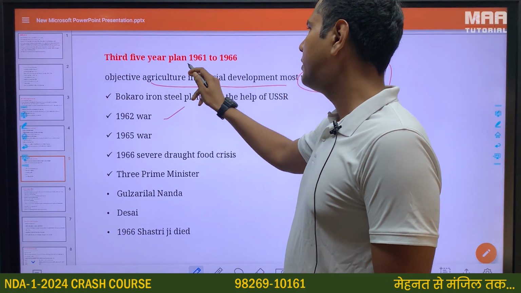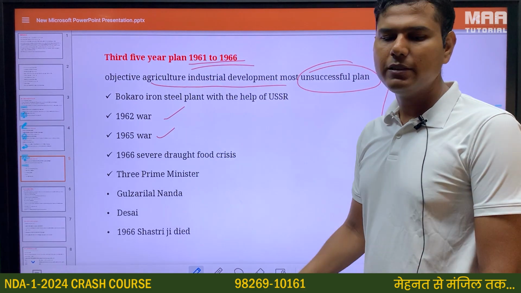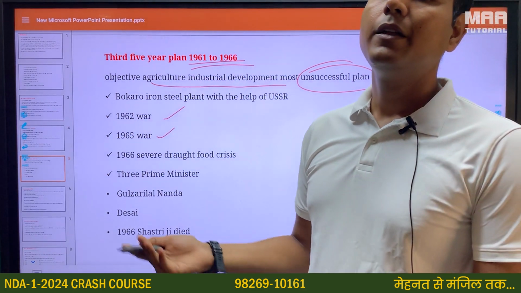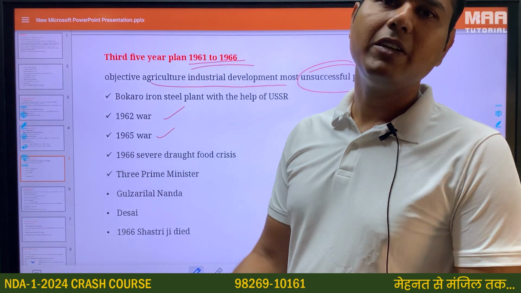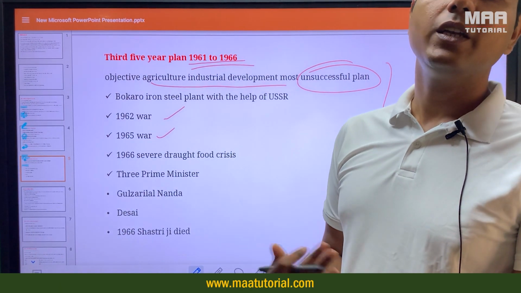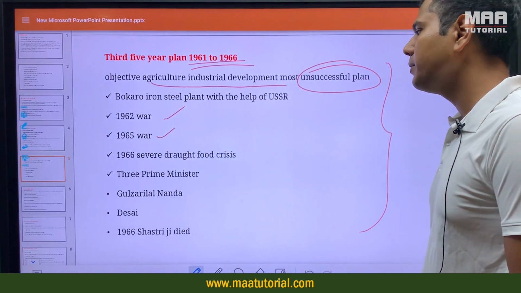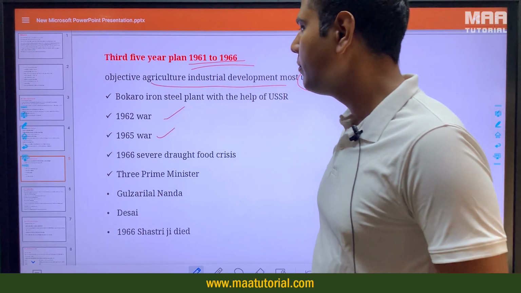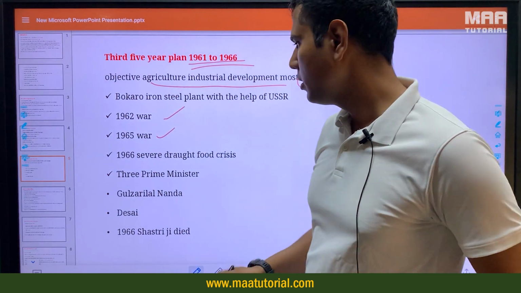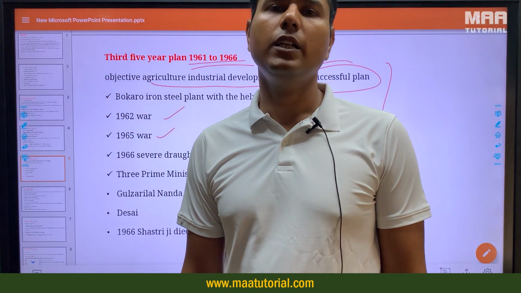The 1962 war happened in this period. The 1965 war happened in this period. Once there is a war in any country, the economic resources are diverted towards the war, right? Having good security is the priority of any government. Having sustenance is the first priority. So that is the reason our resources were directed towards fighting the war. In 1966 we saw a severe drought in our country.